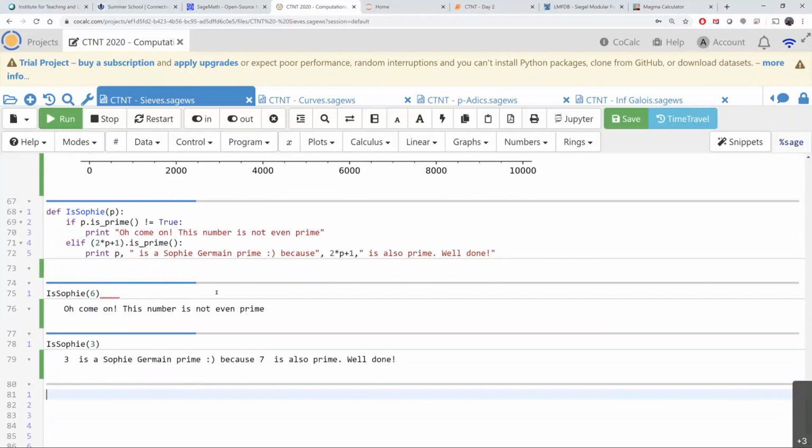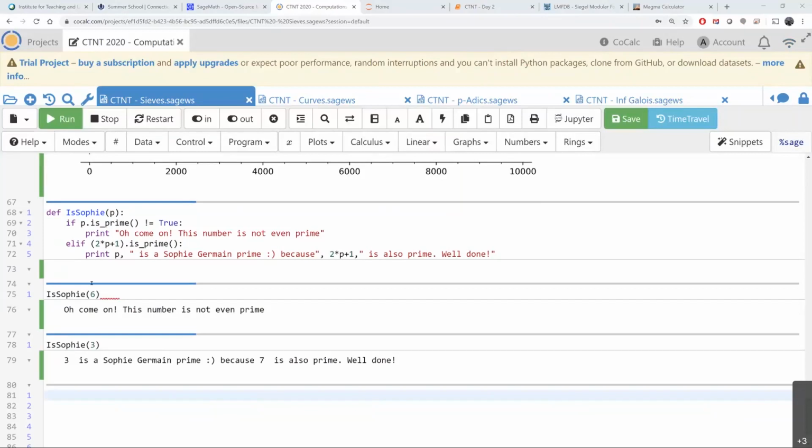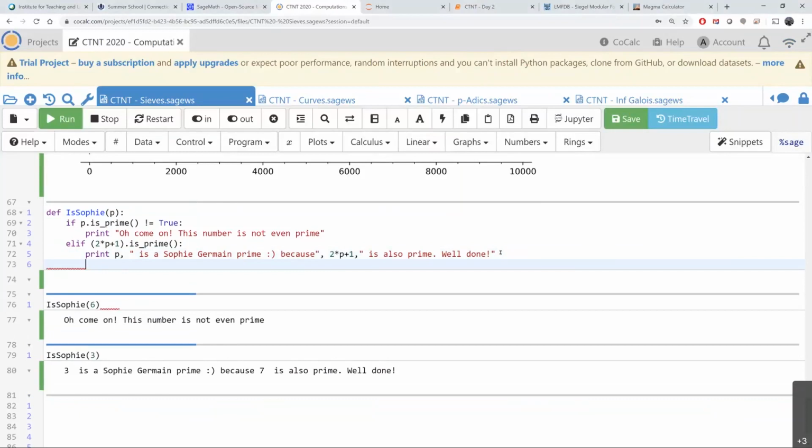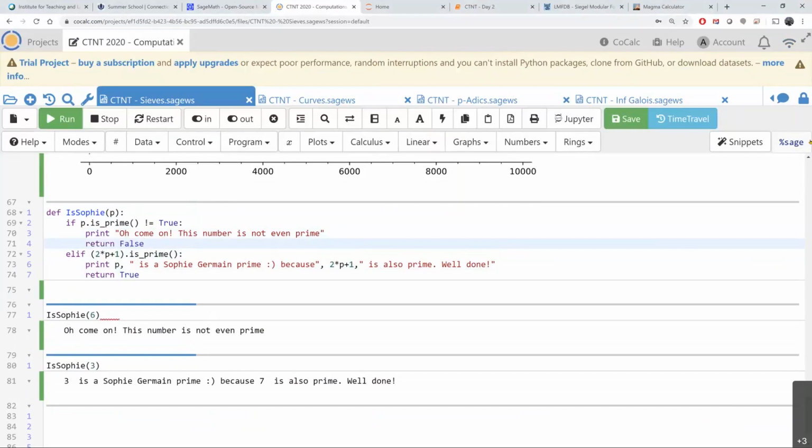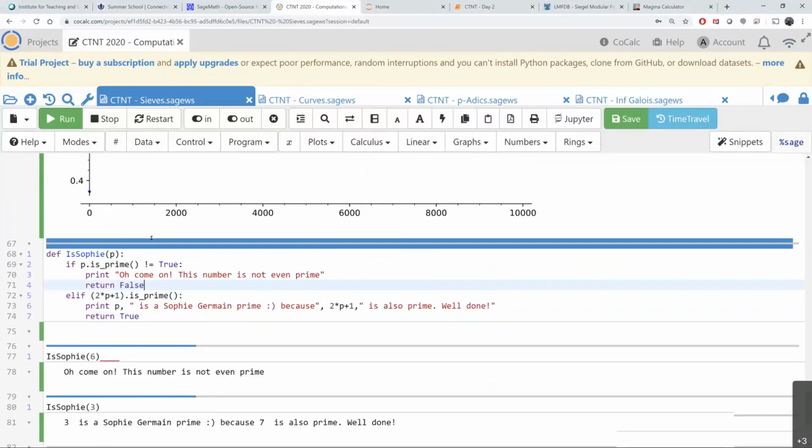By the way, there's something that I didn't put here. This function is just printing on the screen. Oh, you can also write a return, so you can return something in there. For example, I could have written that if this is the case, return true, and if this is the case, return false, so that the function actually returns some output. All right, so I think that's all I wanted to do for sieves, and if there are any questions, please do let me know.